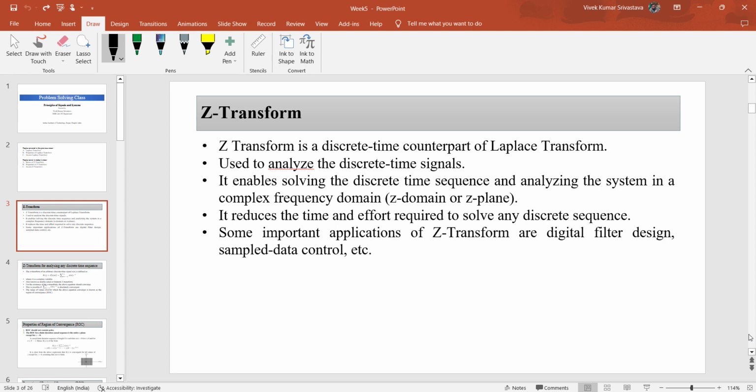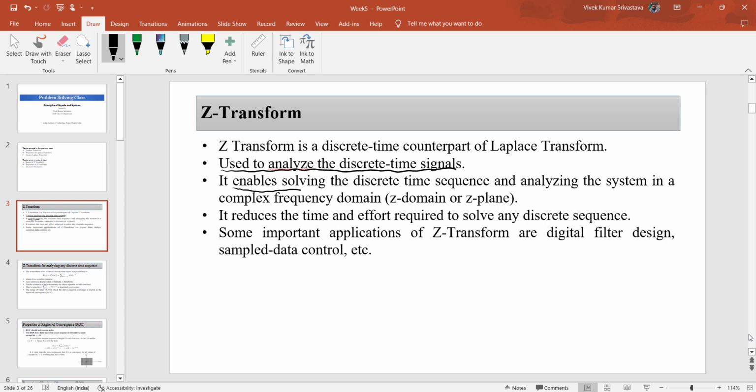But the limitation of the Laplace transform is that we can only employ it for continuous time signals. We cannot use the Laplace transform for analyzing discrete time signals. So for analyzing such discrete time signals, we will use the Z transform. As I said, the Z transform is basically used to evaluate or analyze discrete time signals.